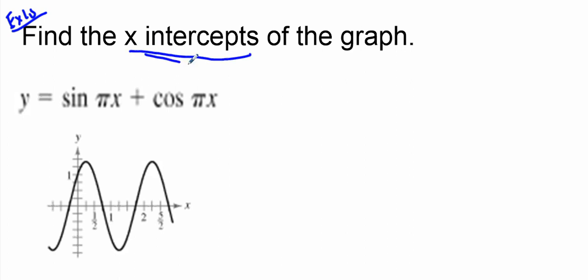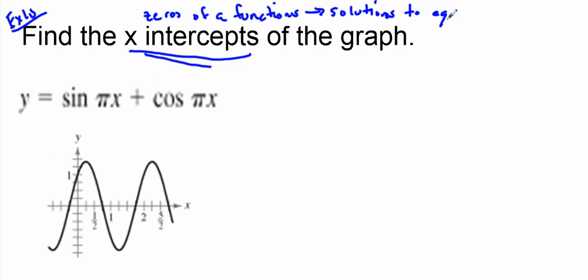The x-intercepts. Now, if you don't know, x-intercepts are also known as the zeros of a function. When you find zeros, you find solutions to equations. And why is that? Well, because essentially that's where you set it equal to 0. So x-intercepts are zeros of a function. Sometimes they're known as solutions to equations. Sometimes they're known as roots.